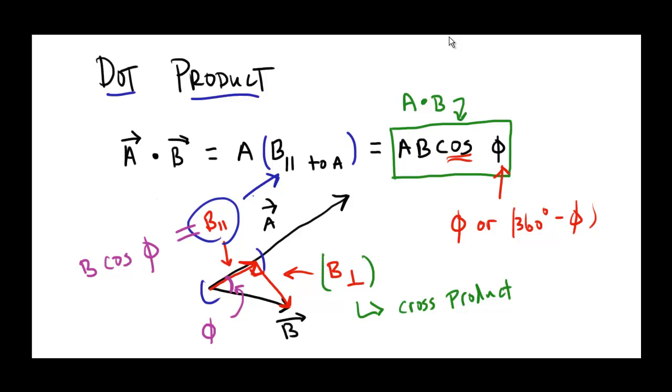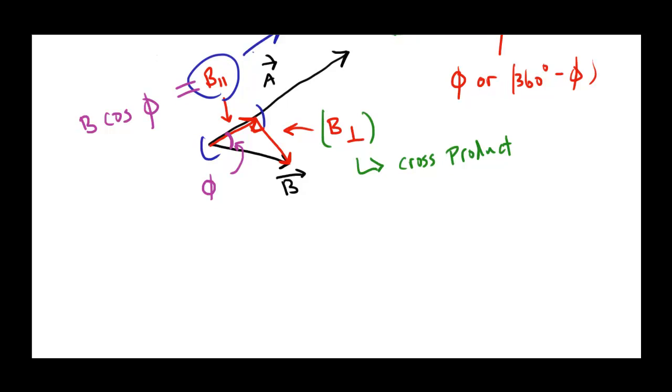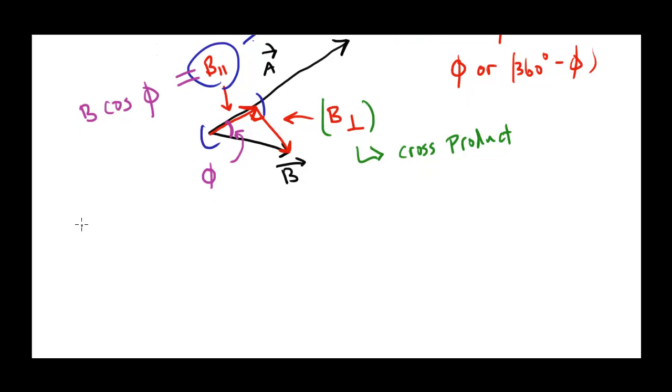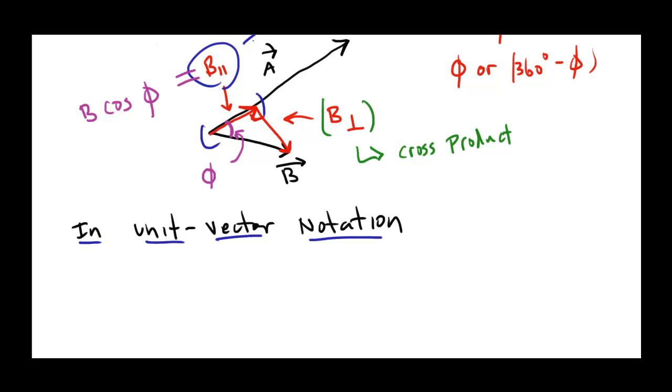Before we get to the cross product, I want to point out that we could have done this whole same exercise in unit vector notation. So what if I want to do this in unit vector notation? Well, it turns out it's extremely easy to do the dot product if you've got the two vectors in unit vector notation. So a dot b in unit vector notation is really simple.